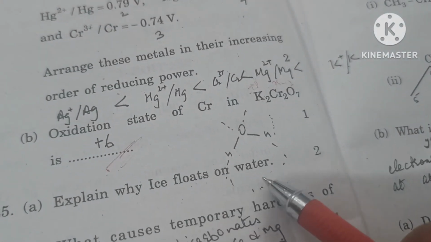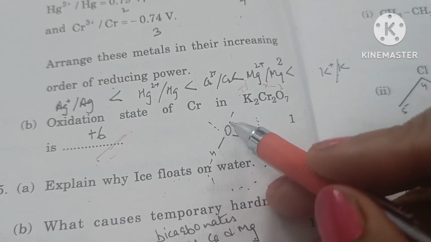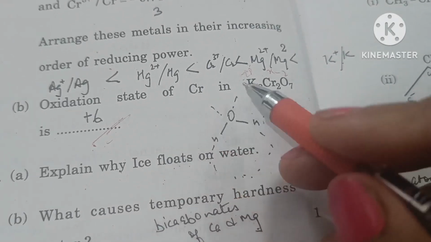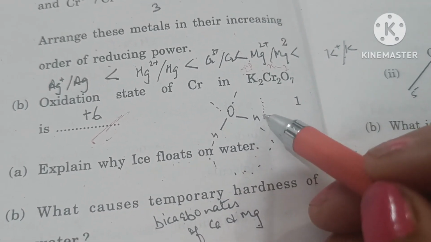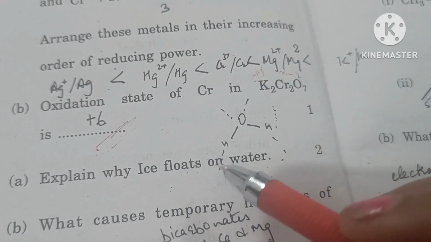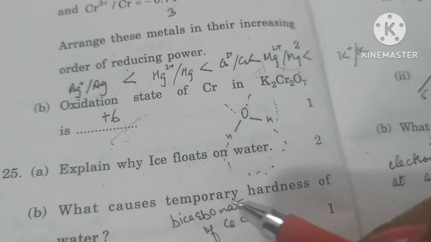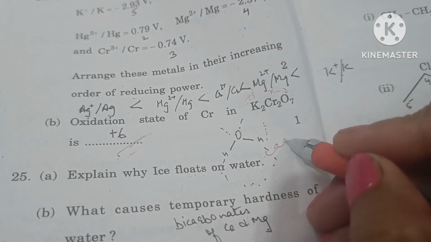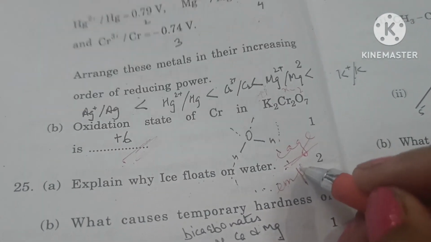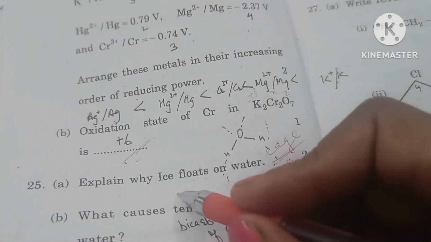Explain why ice floats on water. Though in ice, each oxygen is tetrahedrally bonded to 4 hydrogen atoms, 2 by covalent bonds and 2 by hydrogen bonds. So as a result, the different water molecules eventually combine with each other to form a cage-like structure in which there is a lot of empty space, because of which the density is less.